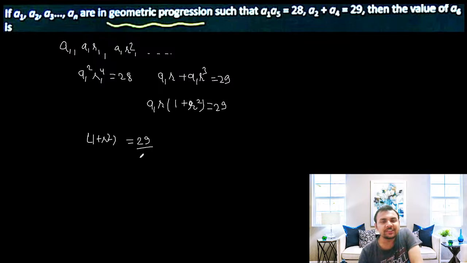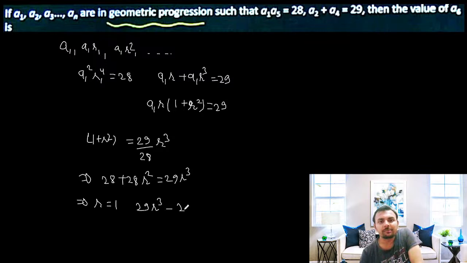So this is 29 by 28 R cube, which is nothing but 28 plus 28 R square equal to 29 R cube. If you could fill that R is equal to 1, so it will be 29 R cube minus 29 R square minus 28. So this is also 28.